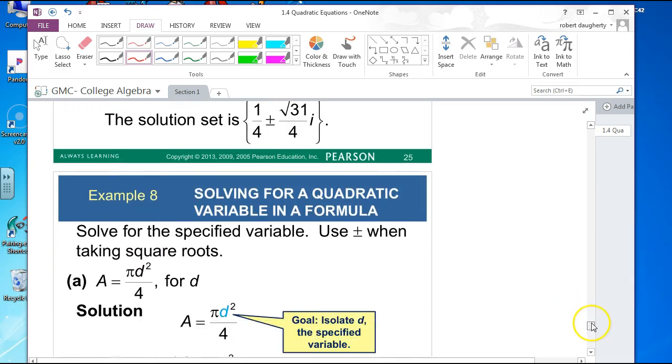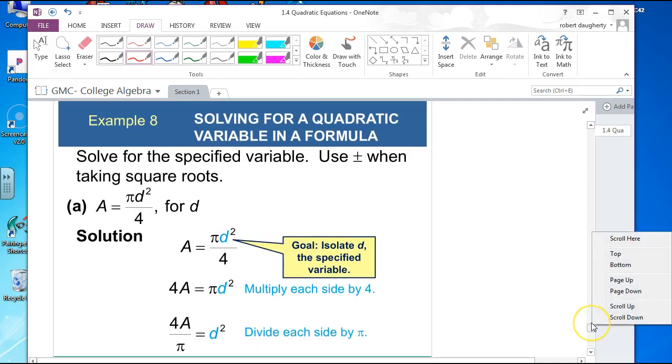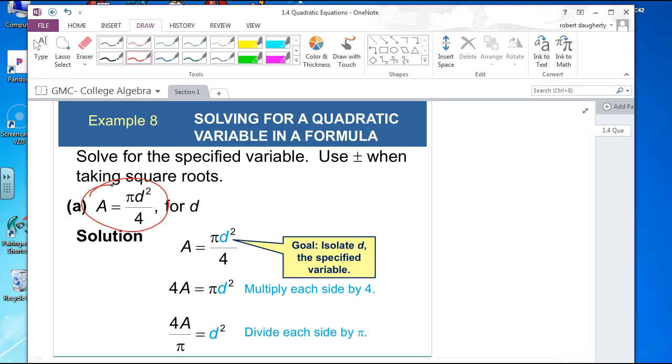Now we got a couple examples of solving for variables when I have something with a quadratic in the formula. So this is an area formula. So what if I needed to solve this for D? To solve for D means I want to get the D isolated by itself. So I've got A is equal to pi d squared over 4.